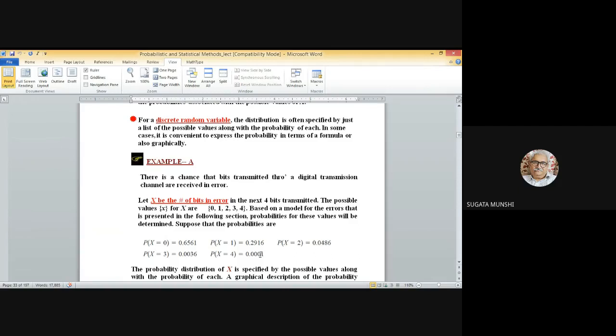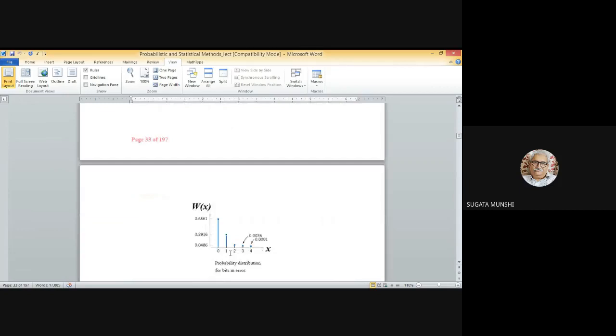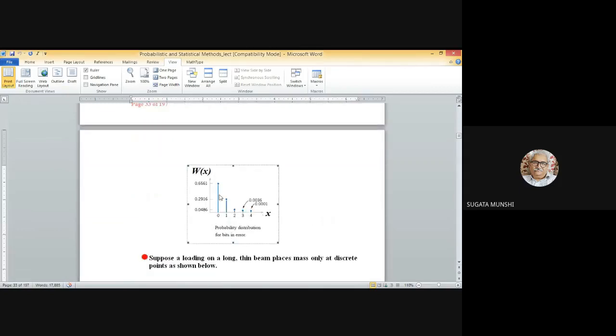So this is a description of the probability distribution in a narrative fashion. You can also go for the graphical distribution, as indicated here.